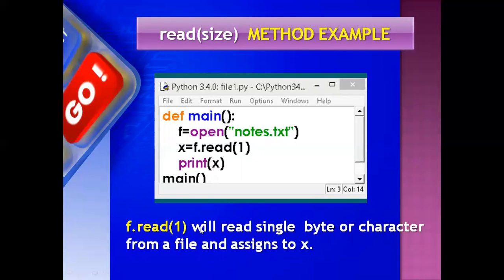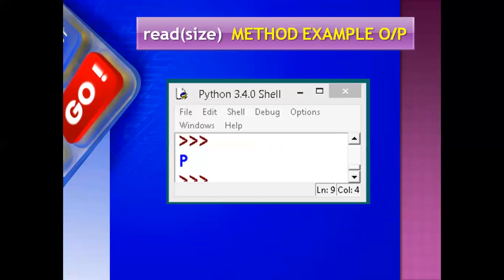So f dot read 1 will read a single byte of the character. Single byte means a 1 byte character from a file, assigned to x. See here, from the Python programming, whatever is written there, only one character will be retrieved. This is the output.